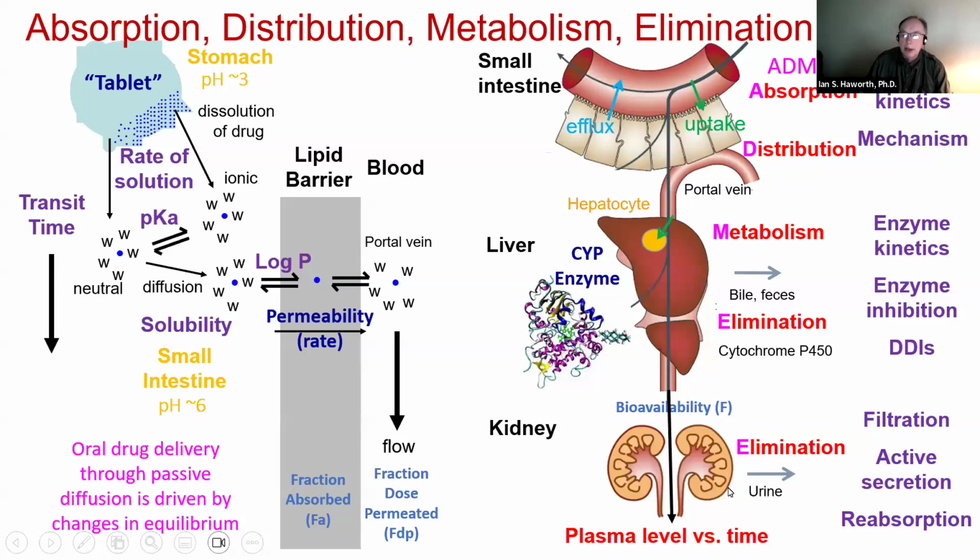If we look at the kidney, and we're thinking of the kidney largely as an organ that's going to eliminate either the metabolites or the original unchanged drug, we must understand mechanisms like glomerular filtration, because that's going to be an important mechanism of elimination for some drugs.